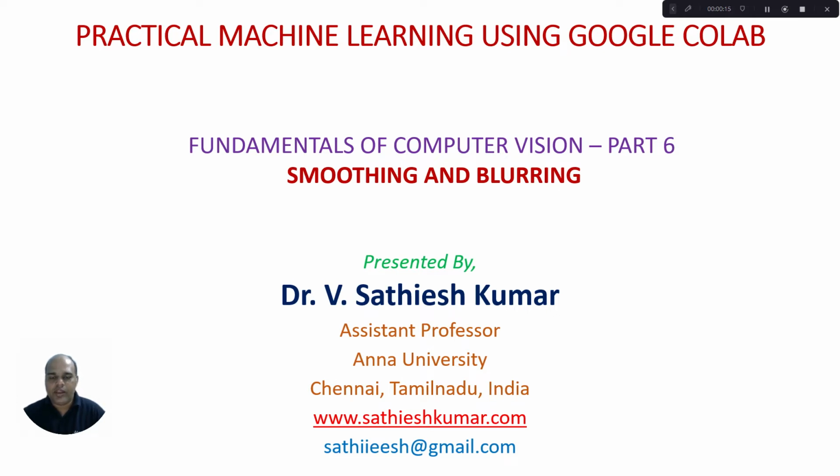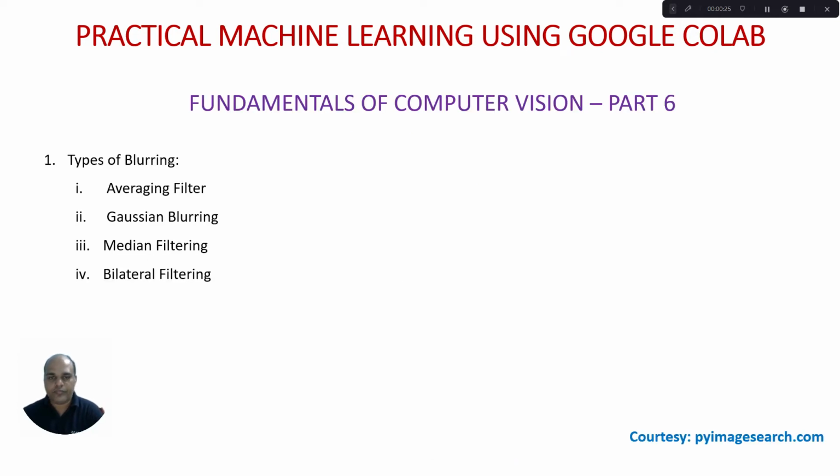So here I am going to discuss an important operation in an image processing task, which is smoothing and blurring an image. In this tutorial, I will show you the different types of blurring methods like average filtering, Gaussian blurring, median filtering and bilateral filtering, and how to perform them using your Google Colab environment.